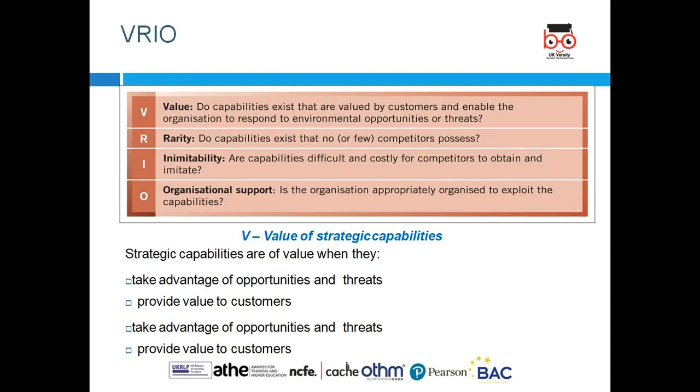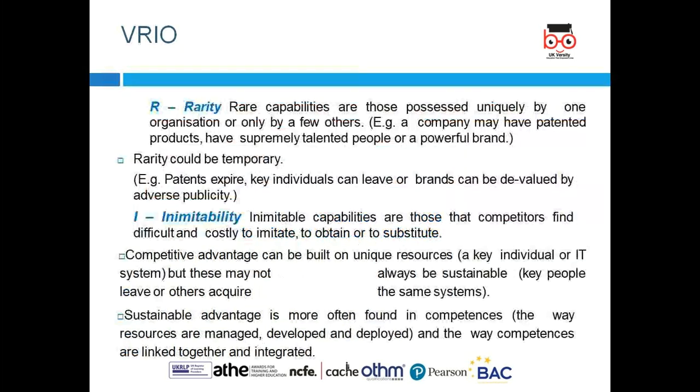Organization support: is the organization appropriately organized to exploit the capabilities and value strategic capabilities, take advantage of opportunities and threats, and provide value to customers? That's all the key things. When we look at rare capabilities, the processes are unique to one organization and only a few others. Companies have patents, product copyrights, and powerful brands, like Nike and various other companies. No one really has what they have.